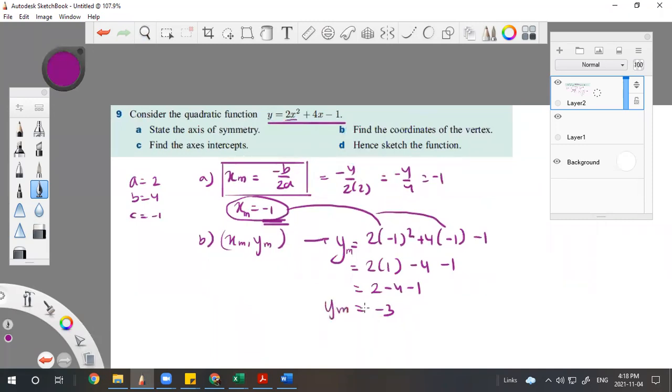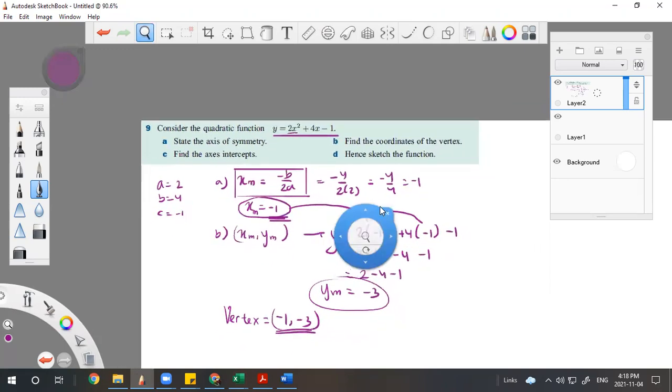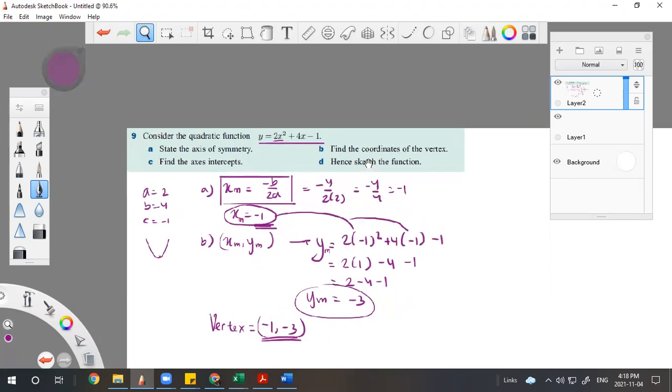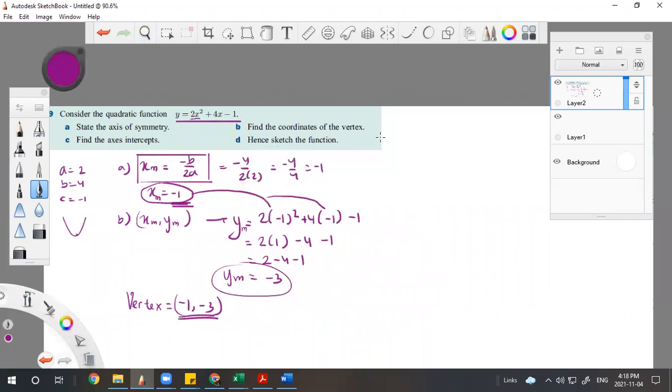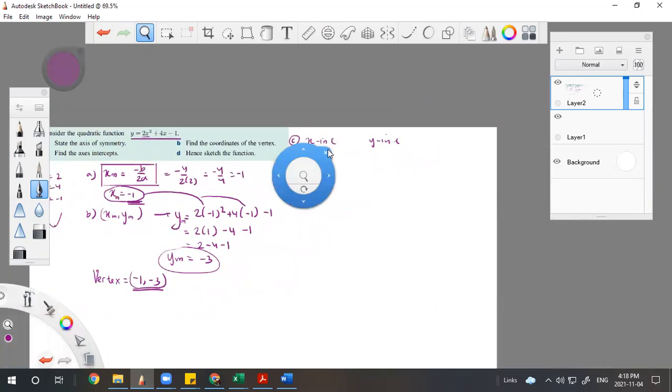ym equals negative 3. So we know that the vertex is negative 1, negative 3, right? Because xm, ym. In this case, it's minimum, right? Because it's smiling. See, a is positive, so it is minimum. So the m stands for minimum. That's for question B. Now, find the axis intercept. We have two kinds of axis intercept: x-intercept and y-intercept. The easiest one is the y-intercept. How come the y-intercept is very simple? Because what you need to do is just put x equals 0 in this.